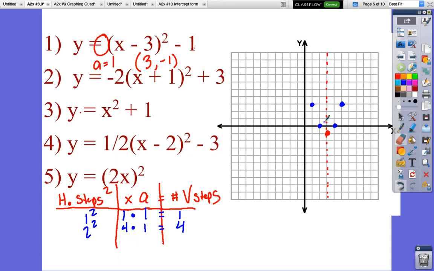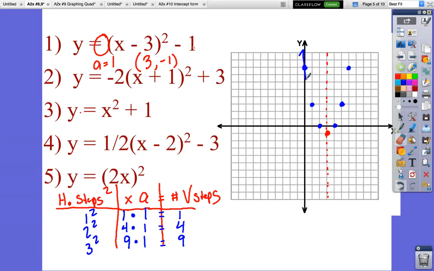Just for good measure, what if I took 3 horizontal steps? How many vertical steps would I take? Nine. That's it. Because 3 squared, you square your horizontal steps and you multiply by your A value, which is 1. So if I take 3, 1, 2, 3, I go up 9: 1, 2, 3, 4, 5, 6, 7, 8, 9. And again, axis of symmetry. So I took 1, 2, 3, 1, 2, 3.